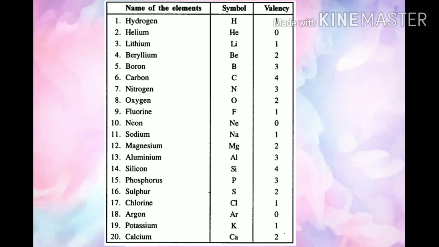So see that table. For example, the symbol of carbon is C, the symbol of hydrogen is H, the symbol of nitrogen is N. Each element has a specific symbol. That means there are no two elements which have the same symbol. So what you find? Each element has a specific symbol.